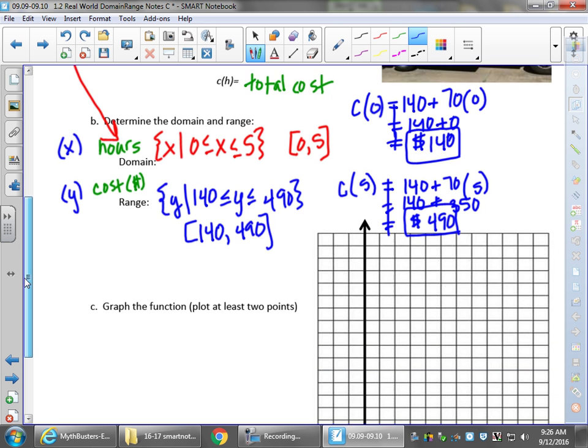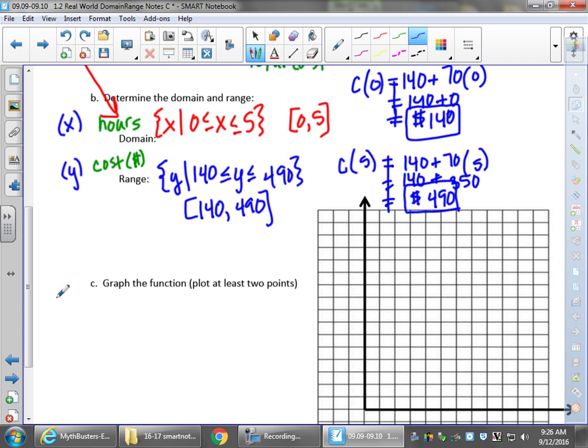Fantastic. How did we graph this? Can I get ordered pairs straight from this? How do you put those together to get ordered pairs? What was your smallest x value? 0. When you plugged in 0, what did you get out? 140. And then 5, 490. Alright, so let's graph this.